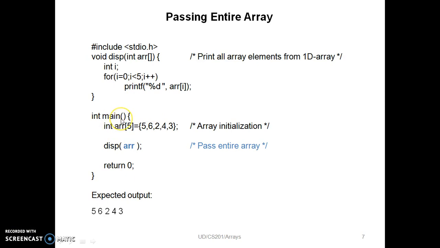From here, main has called this function, and the entire array has been passed over here. This array has 5 elements, and in the body of this function, the loop has printed all the 5 elements in the array. Please note that in the called function, the array is without any dimension.